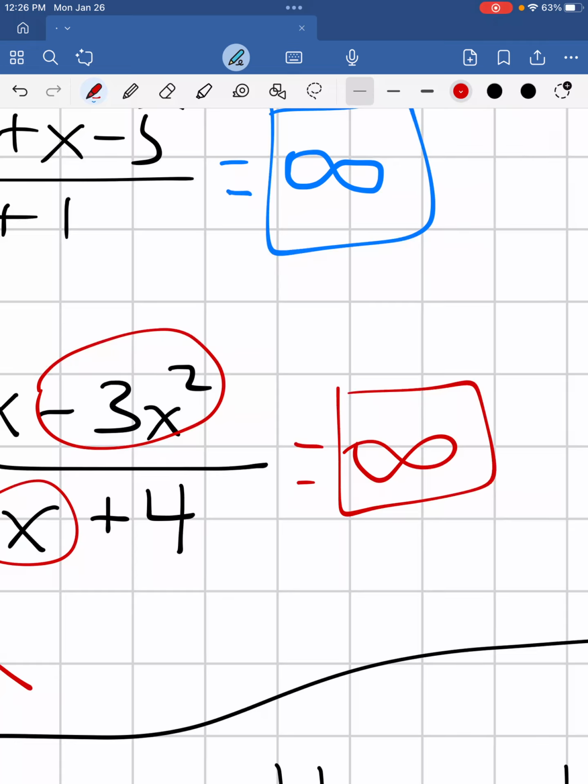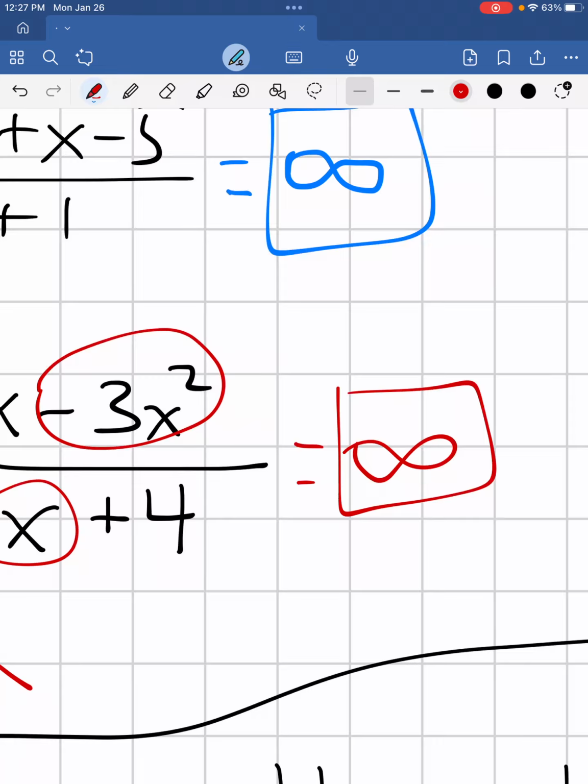So with that one, remember your rules. BOBO, bigger on bottom, 0. EATS DC, exponents are the same, divide coefficients. And BOTS, bigger on top, slant. Do long division.